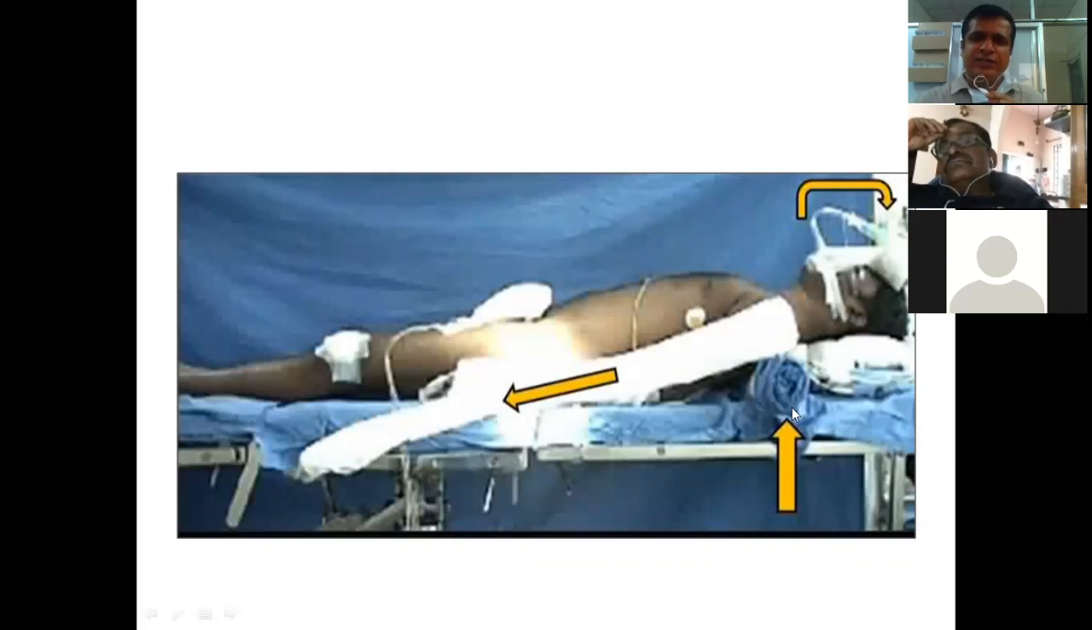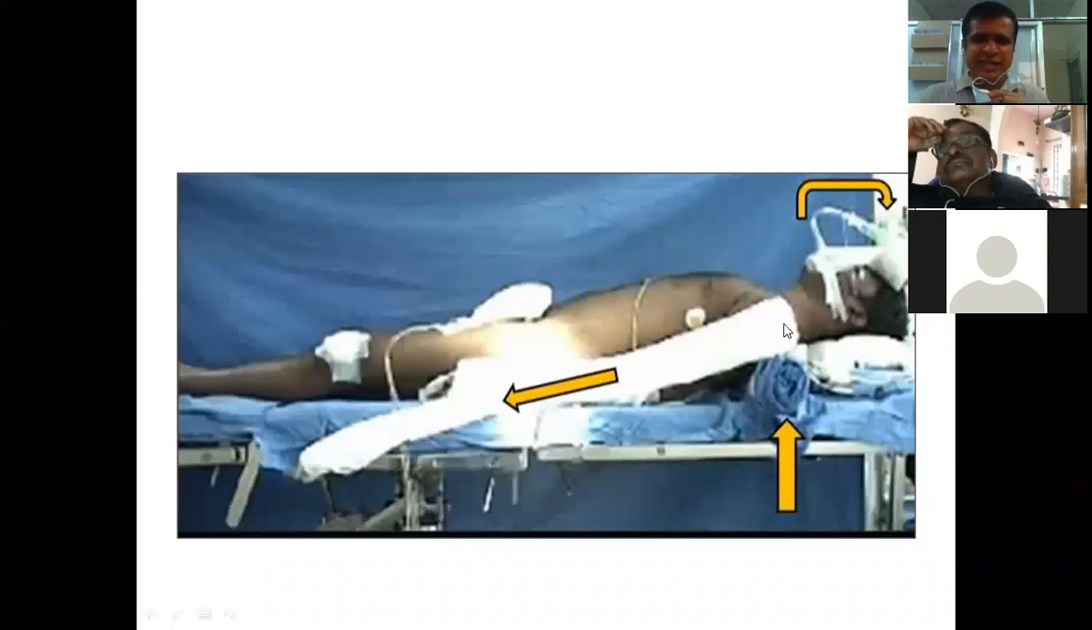So this, can you see this? Either we can keep a 1 liter normal saline bottle, or we can roll a sheet or two and keep it under the shoulder blade. So why are we keeping this? By keeping support under the shoulder blade, what happens? The shoulder will drop down. So you should keep this a little below the shoulder. The shoulder will drop down and the cervical spine visualization will be better.